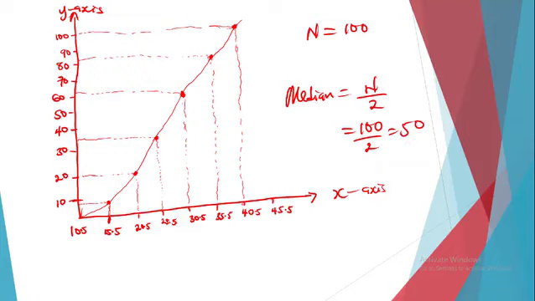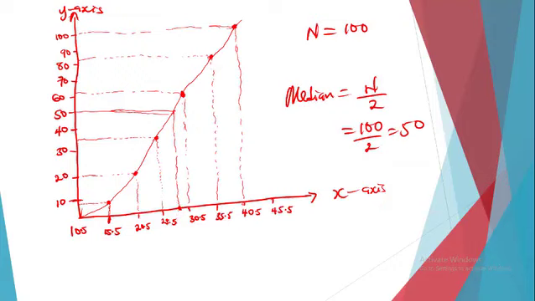So how do we now trace the 50th cumulative frequency? We trace it from here. This is 50. When you get here, then you trace it down. And whatever you get here as your value is the median.